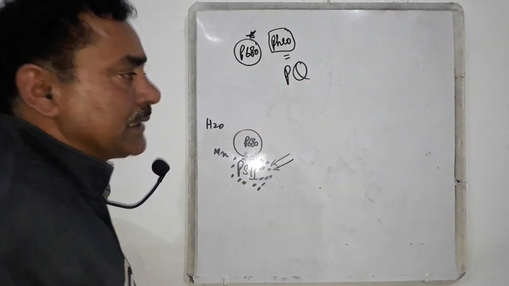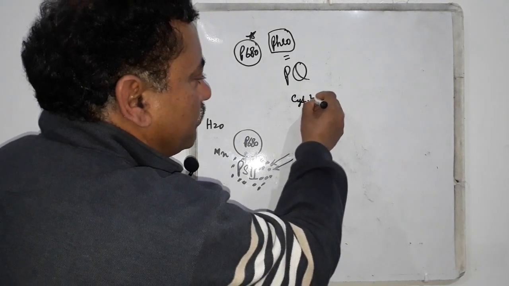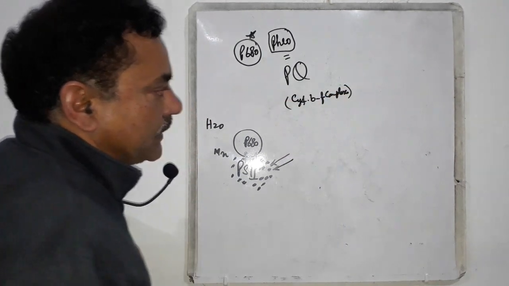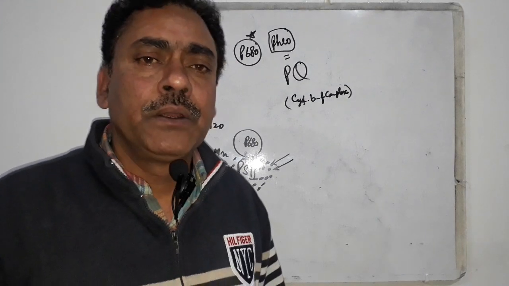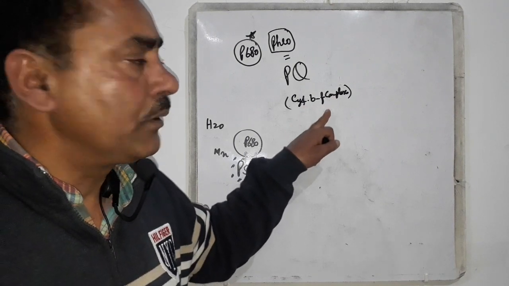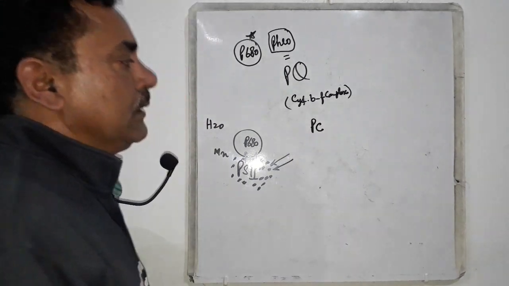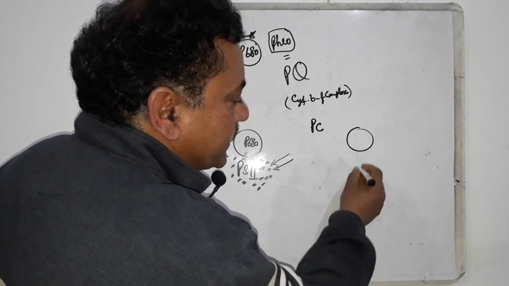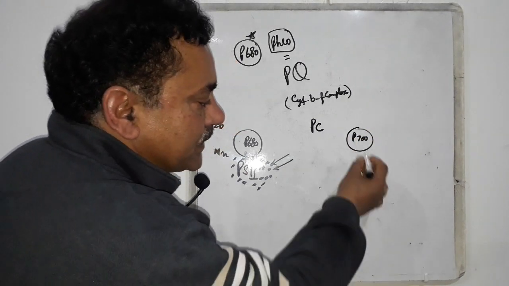Then there is another agent that you call the cytochrome b6f complex. I have already told you about this complex, that there are two units of cytochrome b, one unit of cytochrome f, and also there is an iron sulfur protein. In addition to this, there is plastocyanin, a copper containing protein. Then there is pigment system first, PS first, and its reaction center is P700.